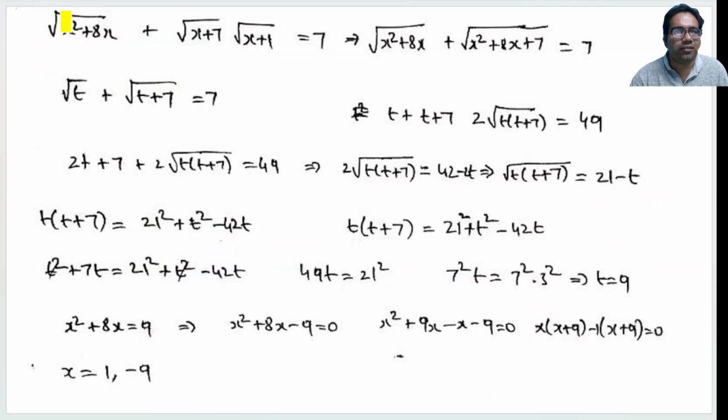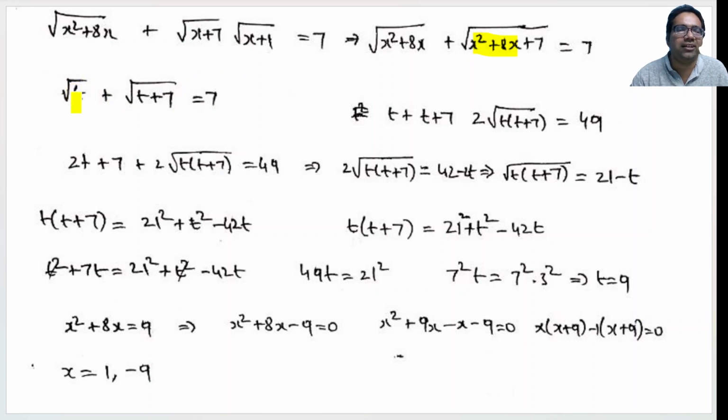What does that mean? √(x² + 8x) plus √((x+7)(x+1)), which is this part, is x² + 8x + 7, equals √7. Now there is x² + 8x here and x² + 8x here. Let us call this x² + 8x as t, just for simplicity, and solve the problem. Then it becomes √t + √(t+7) = √7. Just by looking at it, we can say that t is 9.